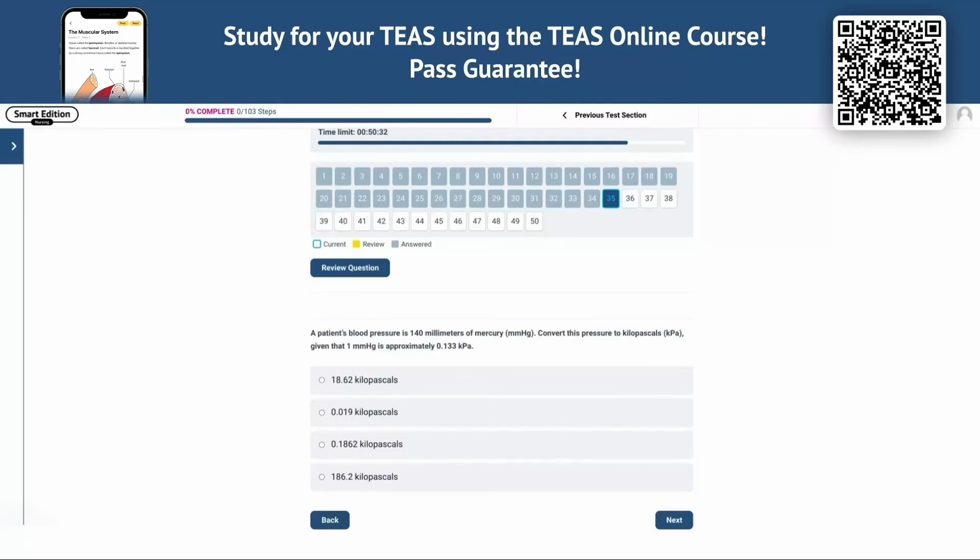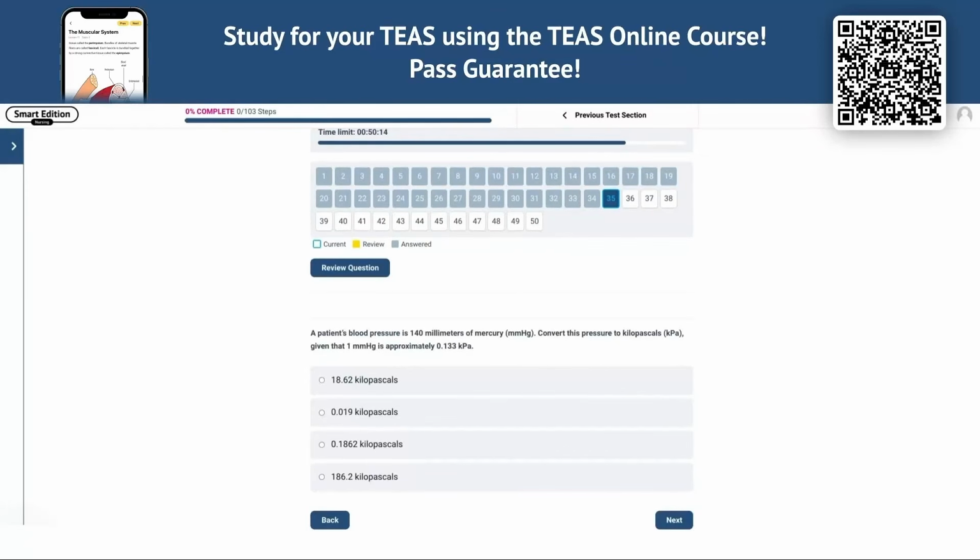A patient's blood pressure is 140 millimeters of mercury. Convert this pressure to kilopascals, given that 1 mmHg is approximately 0.133 kPa.